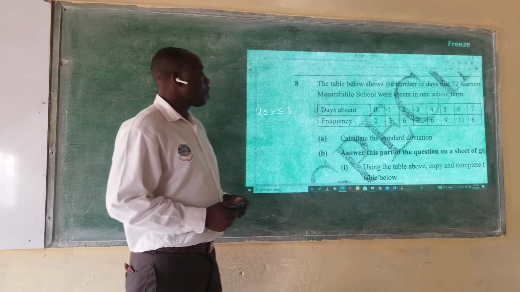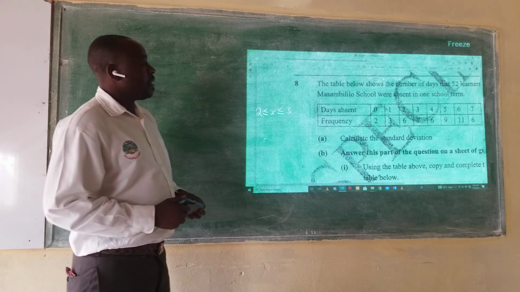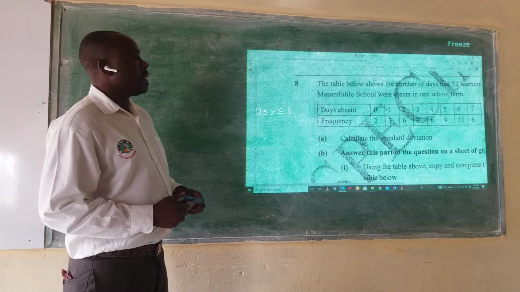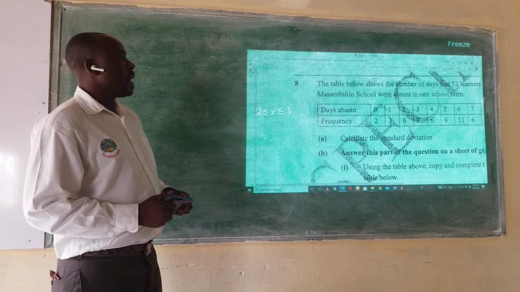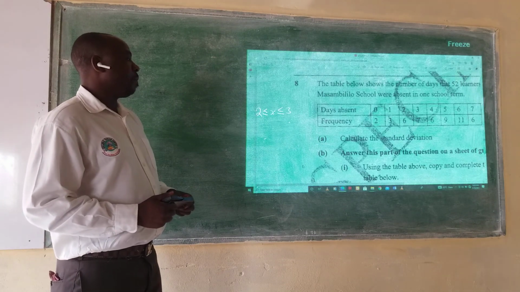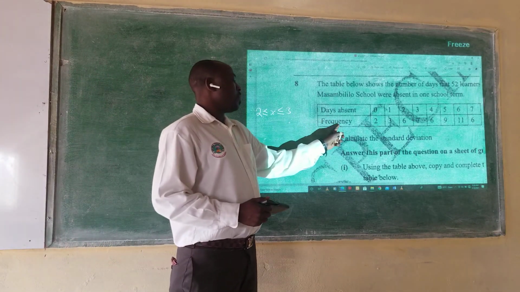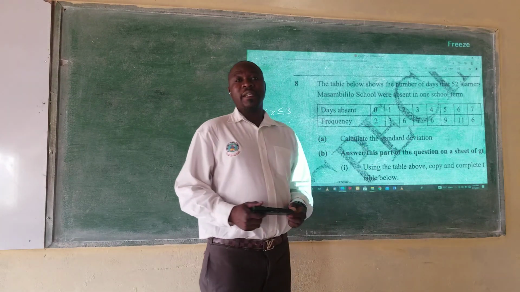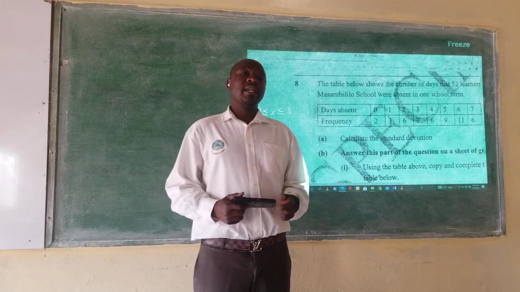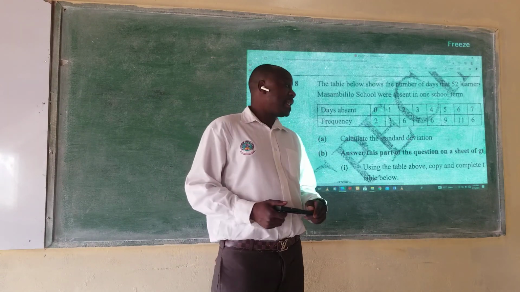So let's begin. We have a question here that reads: the table below shows the number of days that 52 learners at Masambililo school were absent in one school term. So days absent, then we have the frequency. Then we are looking at calculating the standard deviation. In your examination, this question is going to give you 6 marks.